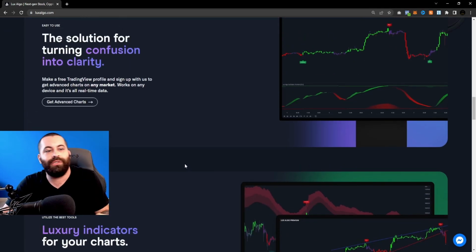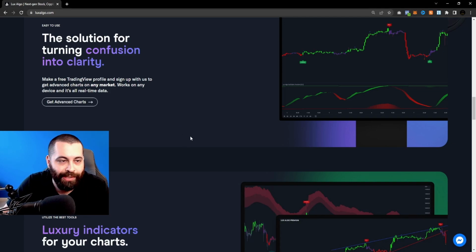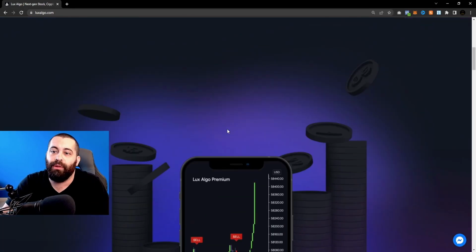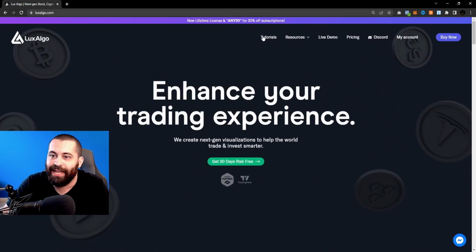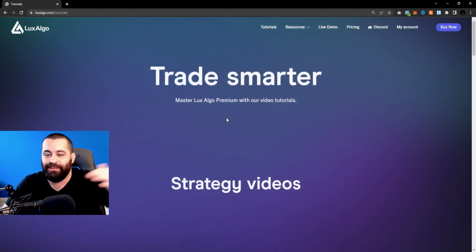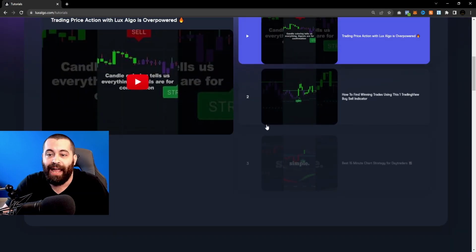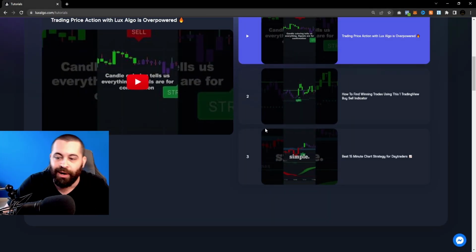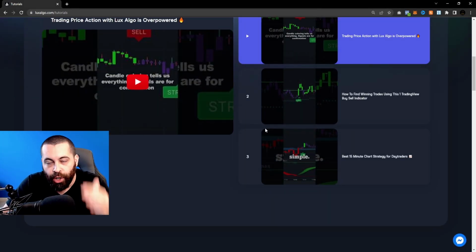And so you can use this on the free TradingView. You don't have to have a premium TradingView or anything like that, which is super cool. You can plug LUX ALGO straight into your TradingView dashboard. It's super easy to do. They also have an incredible amount of great tutorials you guys can take a look at yourselves and show you strategy videos, etc., on how you can best utilize this software to get the most for your money.